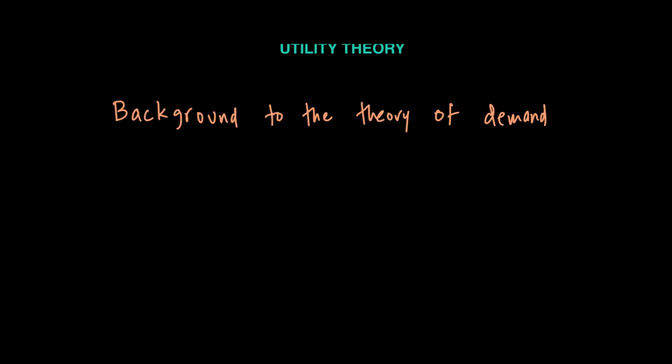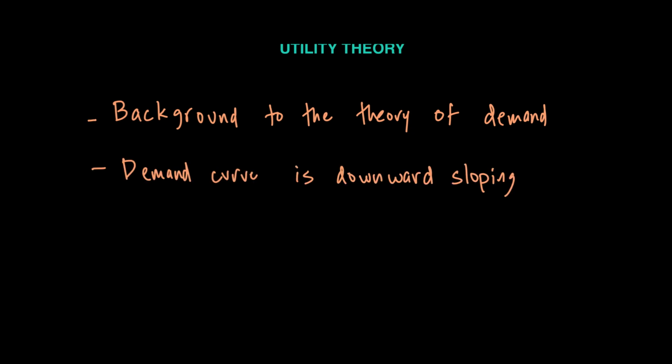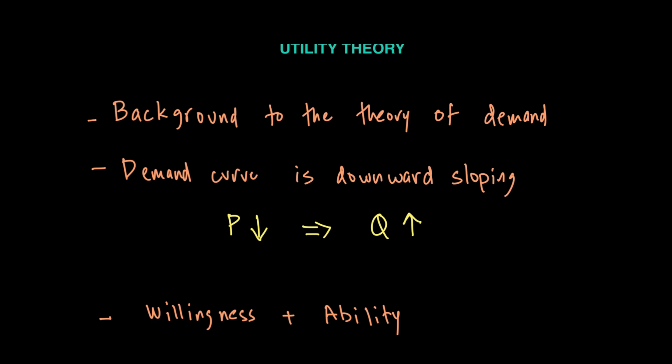When we look at utility theory, this is a discussion about the background to the theory of demand. We saw in our earlier discussions that the demand curve is downward sloping. In other words, when the price goes down, the quantity goes up. And we also looked at the fact that demand requires both the willingness and ability. So with utility theory, we're trying to relook into the concept of the downward sloping demand curve and see it from another perspective.